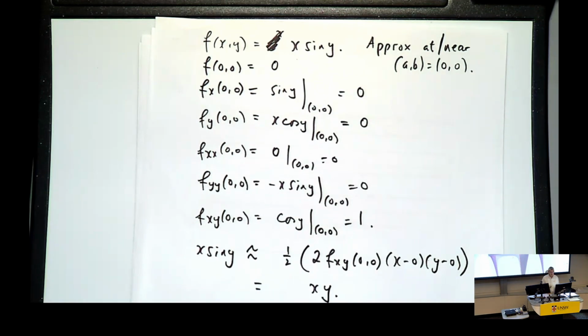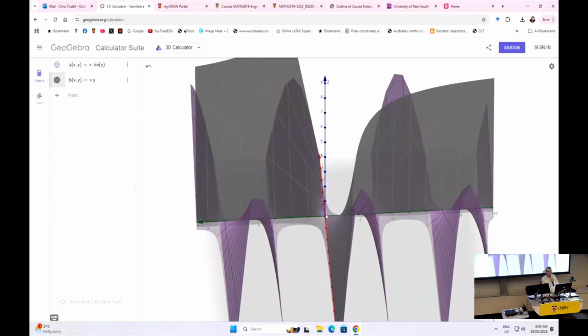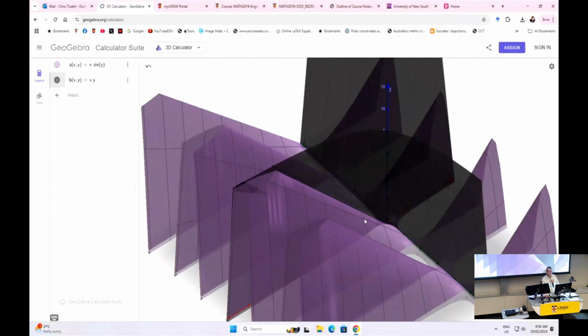So if you have a look on the GeoGebra picture, the pinky purple curve is the original one, and the black one is our approximation. It looks pretty good, right? As long as you're close to x equals 0, y equals 0, it's quite hard to tell the difference. But if I zoom out, you can see, say over here, there's quite a bit of difference between the two surfaces, right?